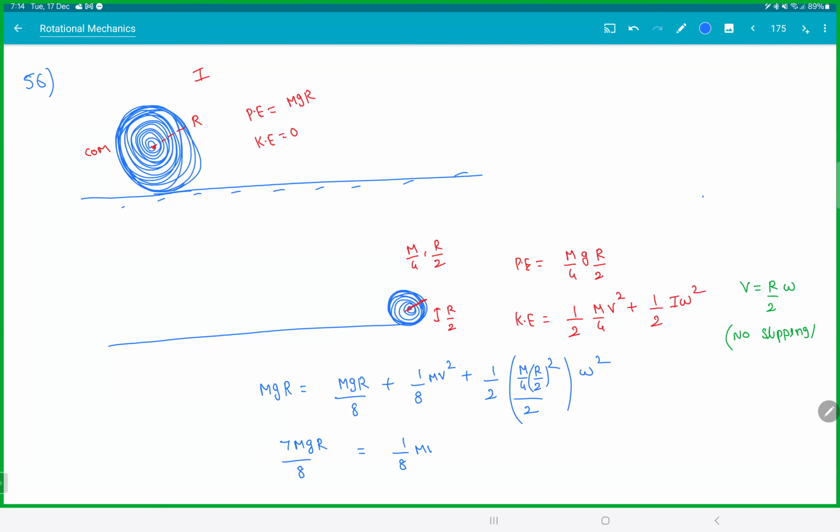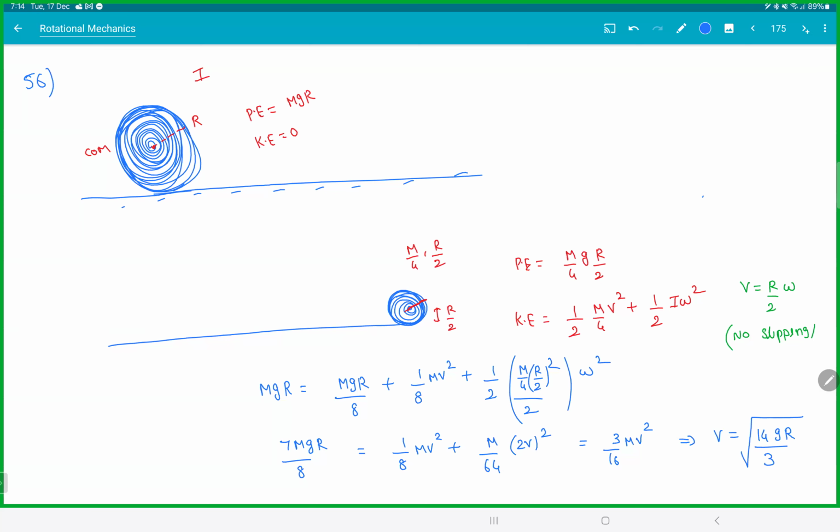And this is 1 by 8 mv square plus, how much is this? 4, 4, 16, 64, m by 64. What is r omega? 2v square. That will be 4, so you'll get 16 there. 1 by 8 plus 1 by 16 is 3 by 16 mv square. So v will be, m goes off, root over 14 gr by 3. I don't know. Check the calculation.